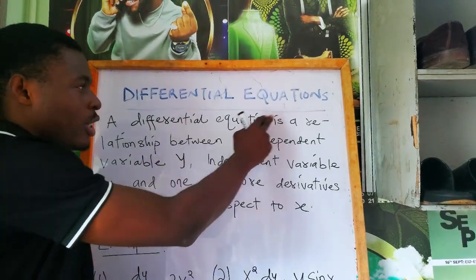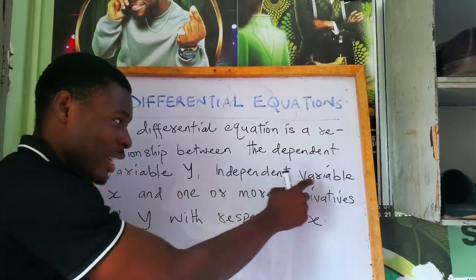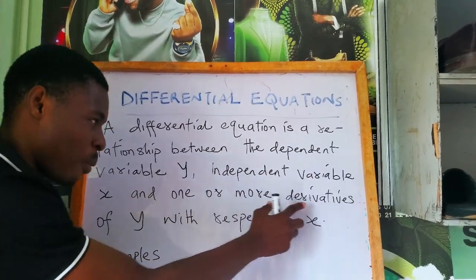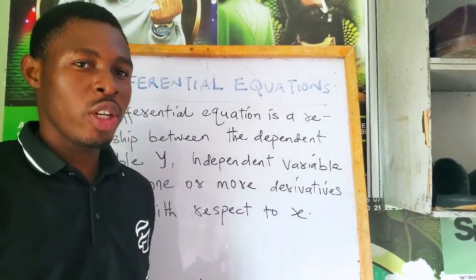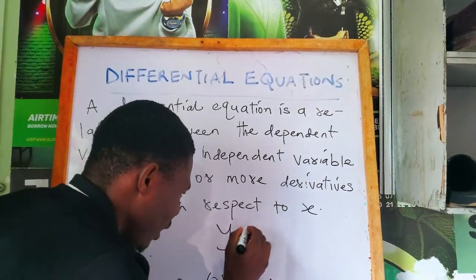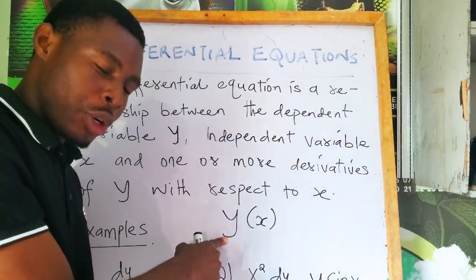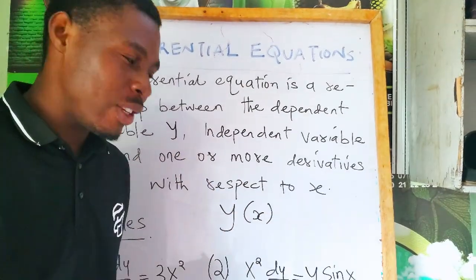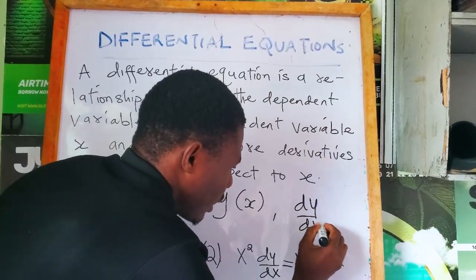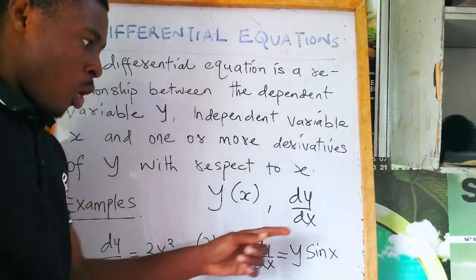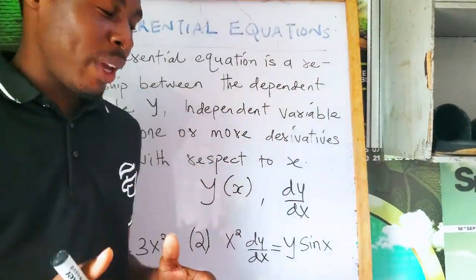A differential equation is a relationship between the dependent variable y, independent variable x, and one or more derivatives of y with respect to x. So in this case, we are considering a function where y is a function of x. You can see y is the dependent variable, x is the independent variable, and dy/dx is the derivative, or this is sometimes called the differential coefficient of y with respect to x.